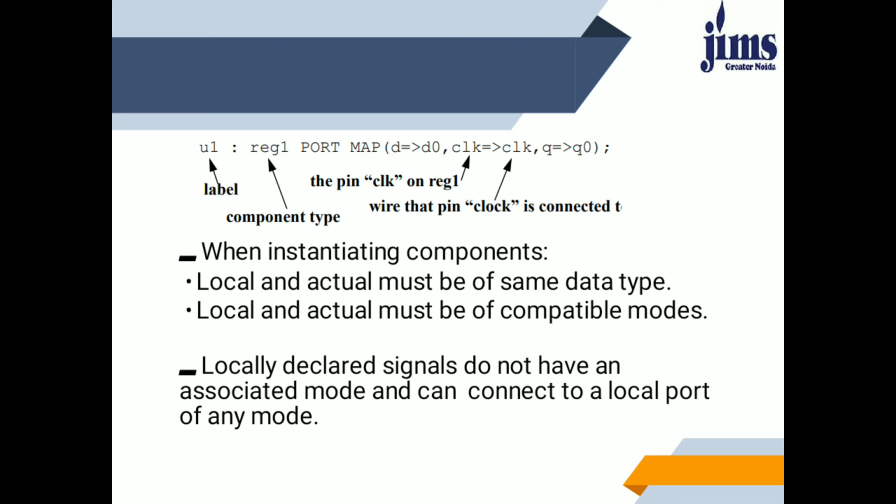Here the pin clock is mapped with clock. So clock on the left side is the pin of register 1, whereas clock on the right side is the pin which is connected to the real clock. So when instantiating components, local and actual must be of the same data types as well as compatible modes. Locally declared signals do not have an associated mode and can connect to a local port of any mode.